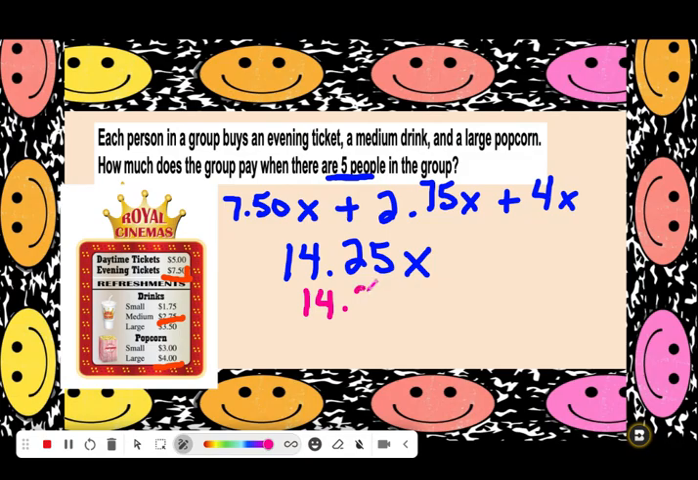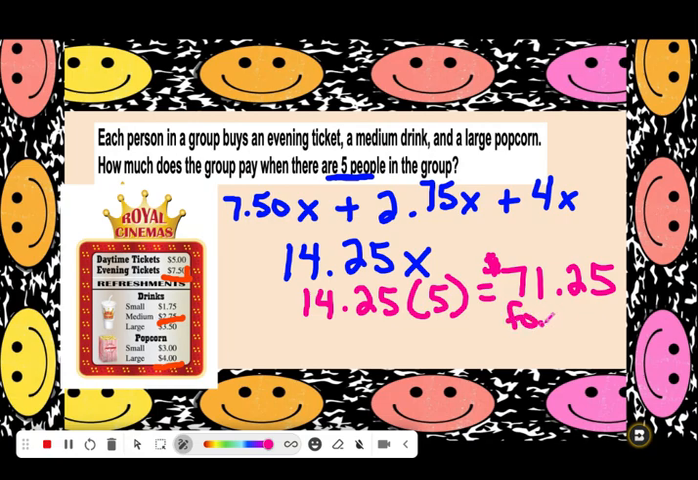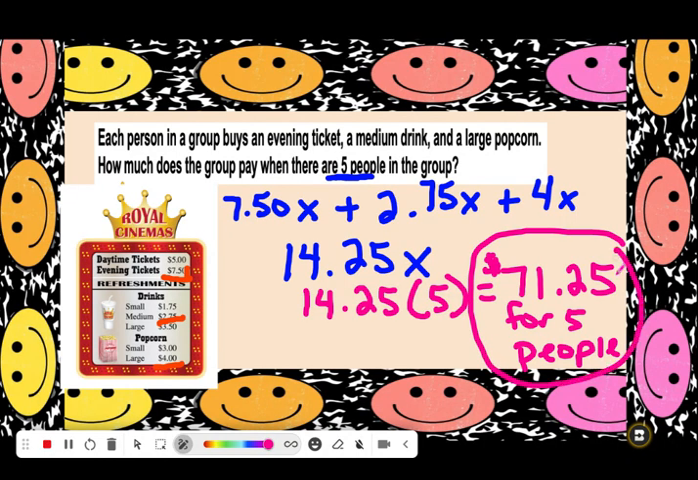So $14.25 times the 5 people in the group. When we multiply that, the group is going to cost $71.25 for 5 people. So that's how we can use these expressions.